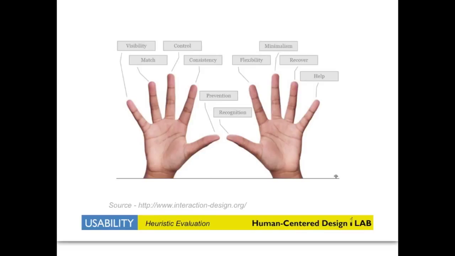Usability testing by heuristic evaluation has 10 heuristics, like visibility, matching the real world and the user's mental model, control, consistency, prevention, recognition, flexibility, minimalism, recover, and help. We will go into the detail in the next slide.